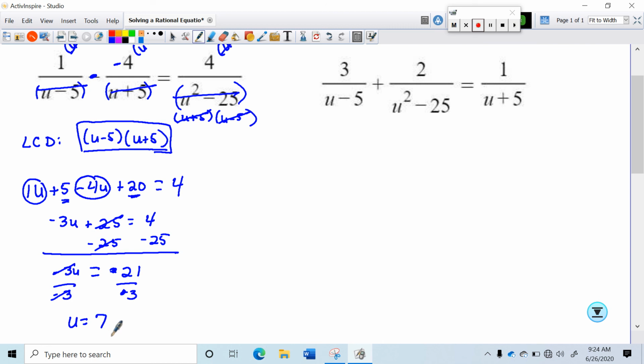Now since that's a whole number, I need to plug it into the denominator to see if it makes anything equal 0. Because if it does, it's going to be no solution. 7 take away 5 is 2, so that's okay. 7 plus 5 is 12, so that's okay. 7 squared, 49 minus 25, I'm not going to figure that out because it's not going to be 0. So this is the answer.